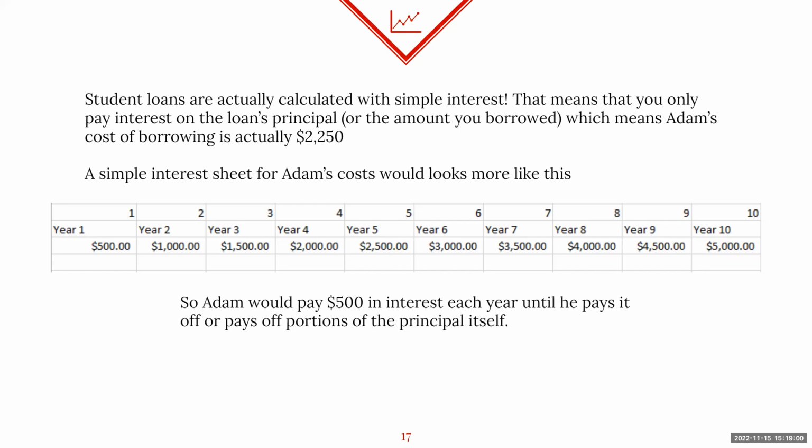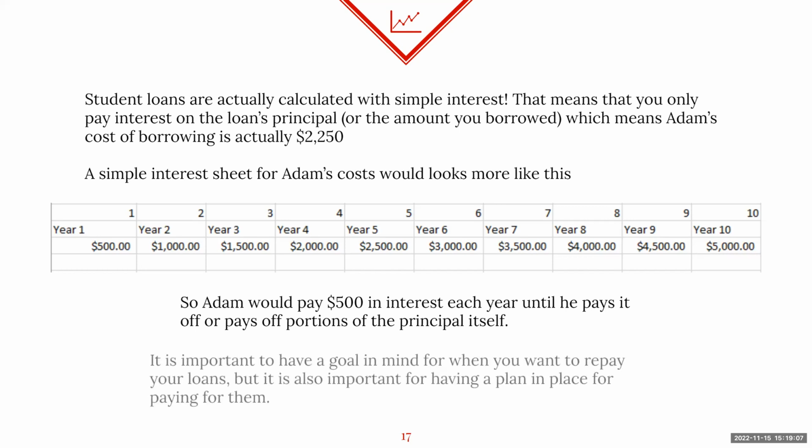So he would pay off $500 in interest each year until he pays it off, or pays off portions of the principal itself. It is important to have a goal in mind for when you want to repay your loans, but it is also important to have a plan in place for paying them. And we're going to discuss that in the next slide.